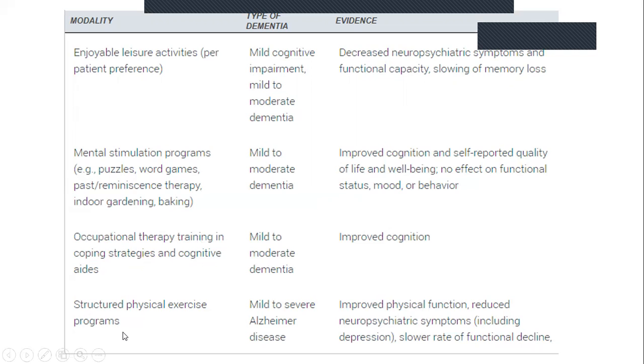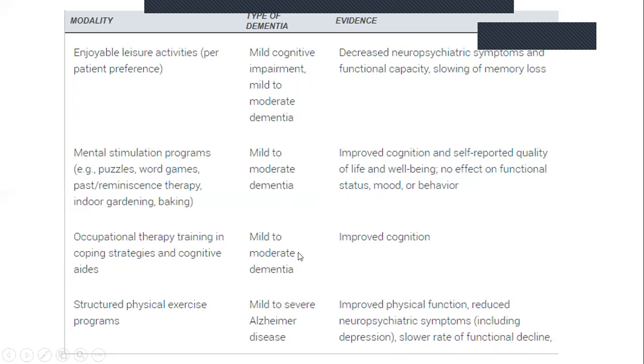Structured physical exercise programs. So a few physical exercises also were done. It is also used for mild to severe Alzheimer's disease. It helps in improved physical function, reduced neuropsychiatric symptoms including depression, and slower rate of functional decline. So these were the different modalities.